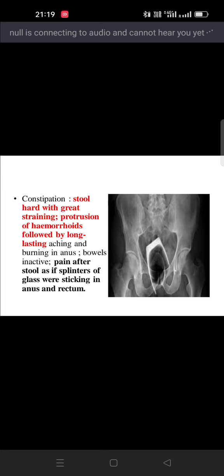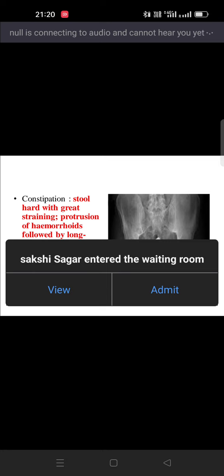Okay, and aching and burning in the anus, bowel inactive. Inactive means there is no peristaltic movement. Peristaltic movement नहीं होगा तो क्या होगा, inactive. स्टूल मूव ही नहीं करेगा. स्टूल मूव नहीं करेगा तो क्या करेगा, the patient will strain to pass the stool. सो रिजल्ट क्या होगा, protrusion of the hemorrhoids.